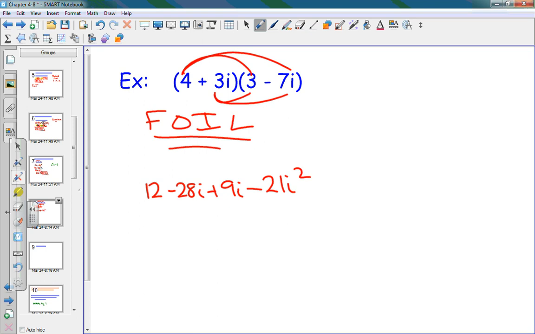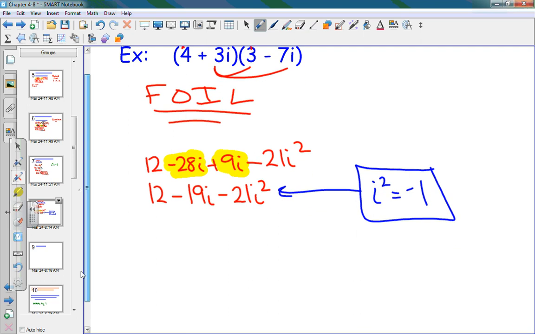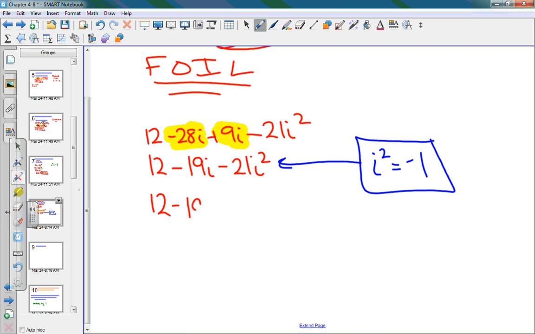Now, combine like terms. 12, negative 28, and 9 is going to give me a minus 19i minus 21i squared. But we have a problem because what is i squared? i squared is equal to negative 1. So I have to plug and chug what I know i squared to be. So if I plug that in, 12 minus 19i minus 21 times negative 1. Notice I only plugged it in for i squared. Not i, but i squared. So minus times a minus gives me a positive.